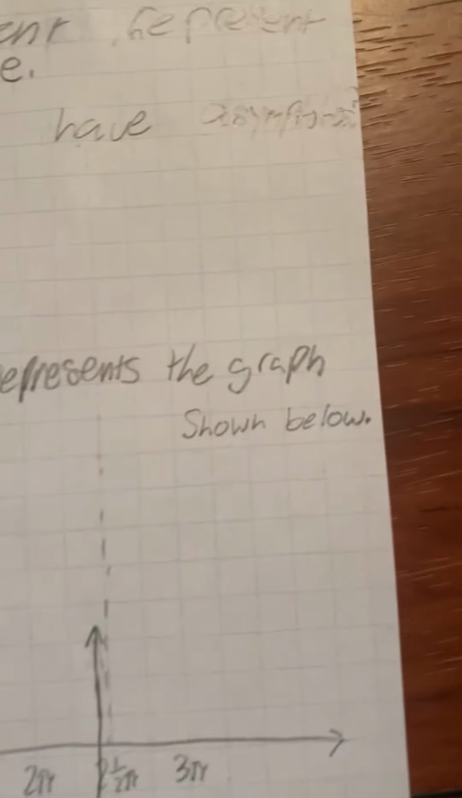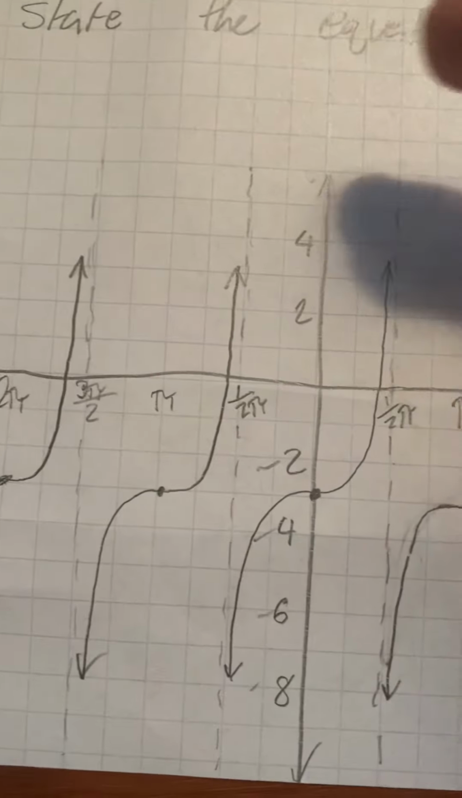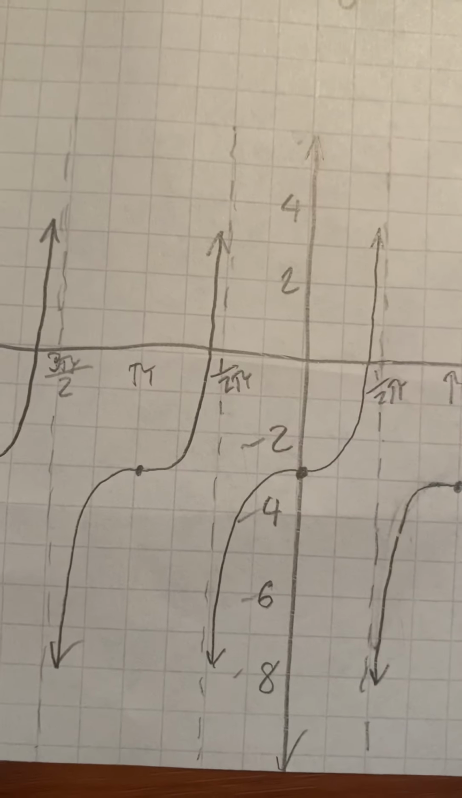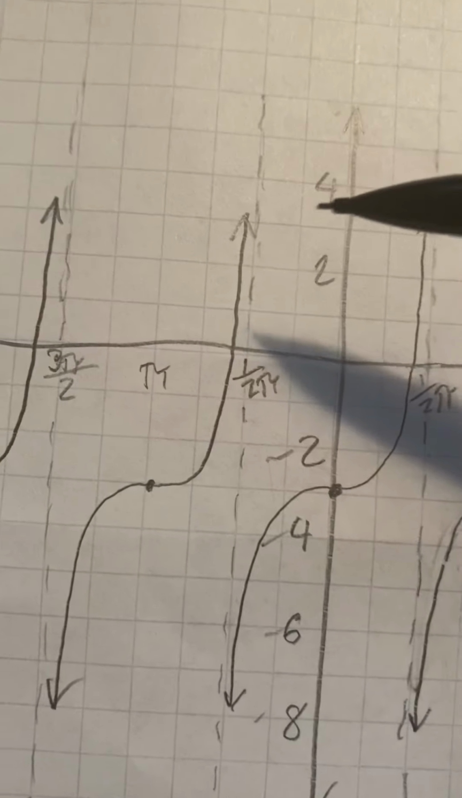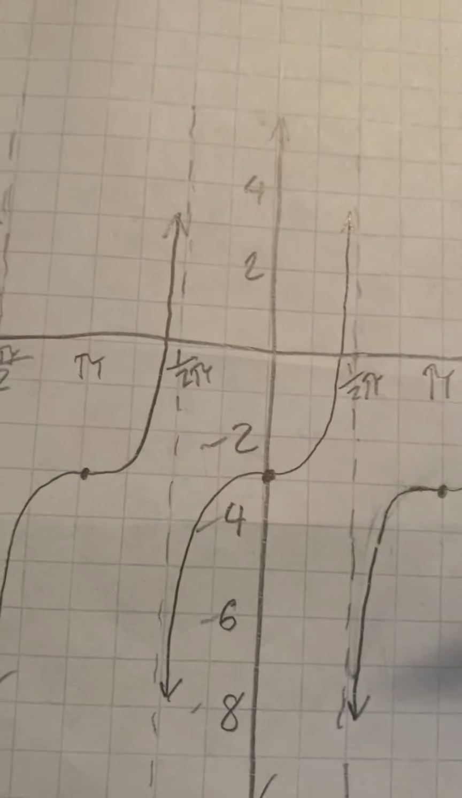Alright, that brings us on to B. Why does the tangent function have asymptotes? So what is an asymptote? An asymptote is the vertical line that divides the periods between each part of the tangent function. But why do we have those? Why are they needed? Why do they help us draw them? Why do we need them?